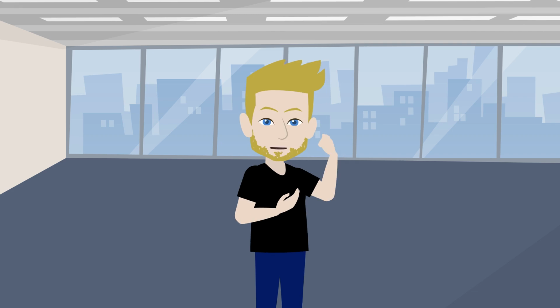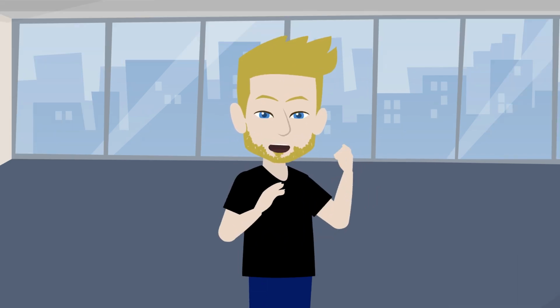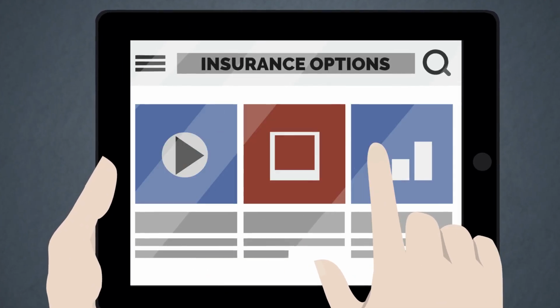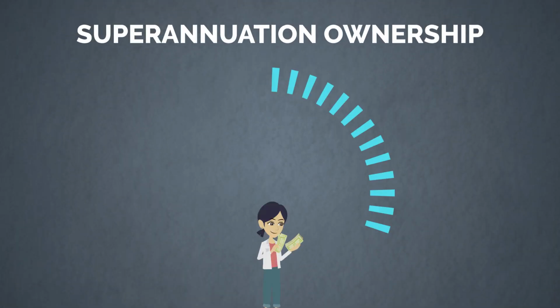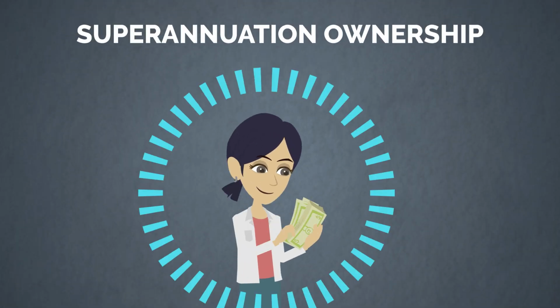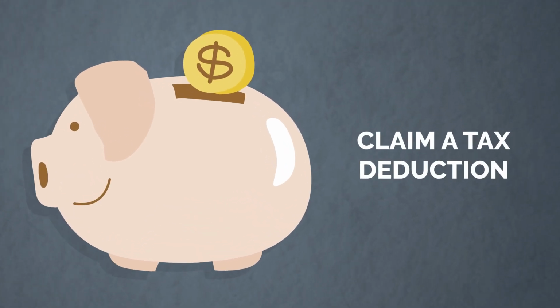It is important to note that when structuring life insurance through superannuation, you are not limited to the default cover offered by your super fund. You can shop the cover around and have the premium funded via an enduring rollover. Superannuation ownership helps to reduce the impact of premiums on your cash flow. In addition, your super fund will be eligible to claim a tax deduction for paying the premium.